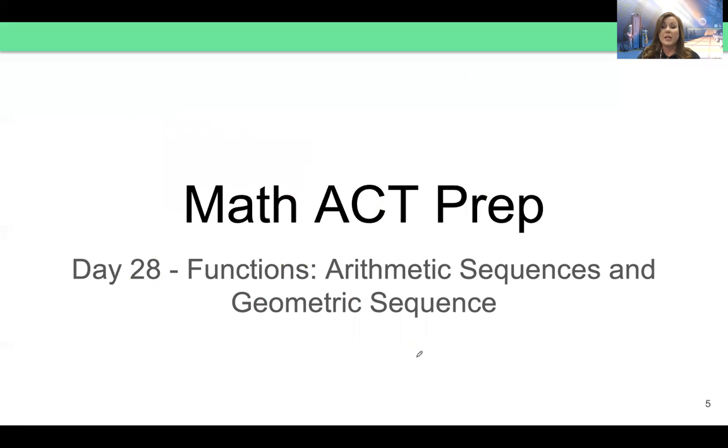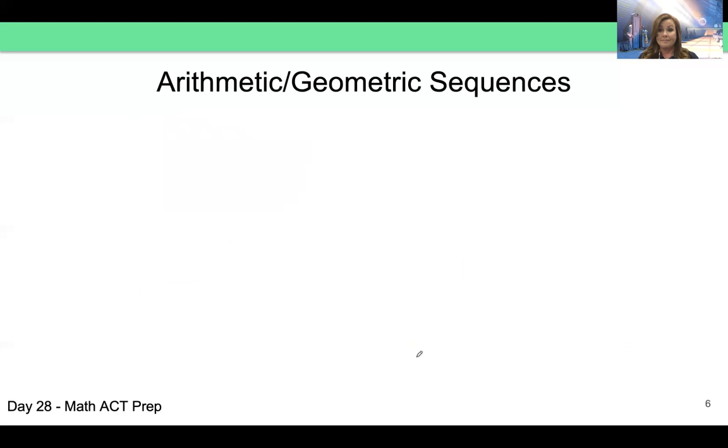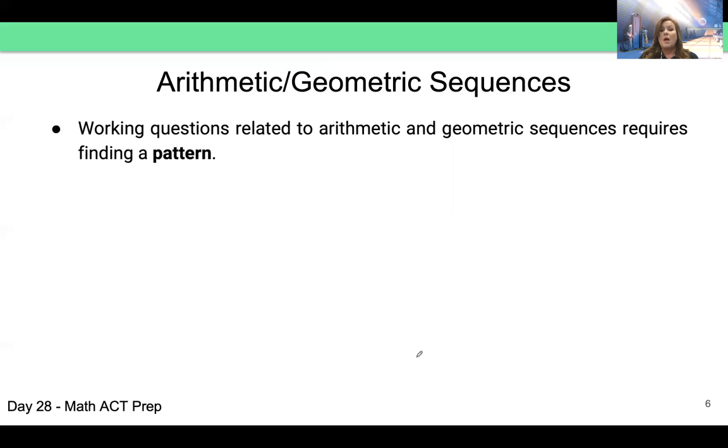Okay, we're starting into our functions section. We're out of algebra, starting into functions, which is algebra. We're going to talk about arithmetic sequences and geometric sequences. You did have this in Algebra 1. I know, I taught it. So this is a review.